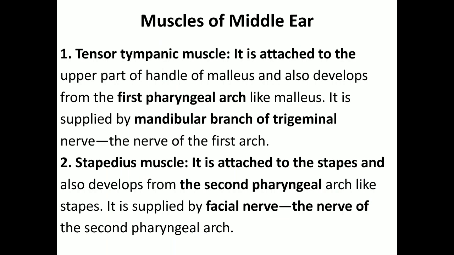Now the muscles of the middle ear, that is the tensor tympani and the stapedius muscle. The tensor tympani muscle develops from the first pharyngeal arch, so it is supplied by the mandibular nerve. And the stapedius muscle is the muscle of the second pharyngeal arch, so it is supplied by the facial nerve, because it is attached to the stapes, and as we know the stapes develops from the second arch cartilage, so the stapedius also develops from the second arch.